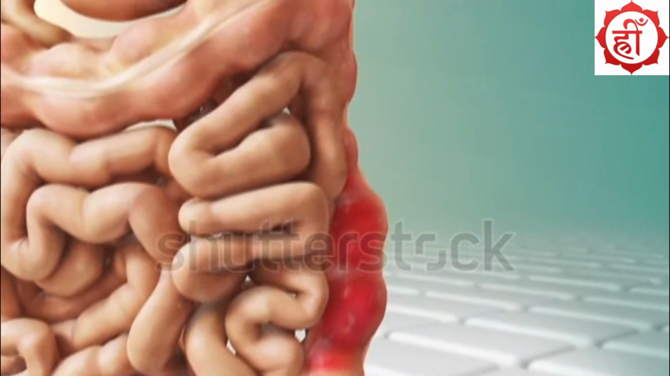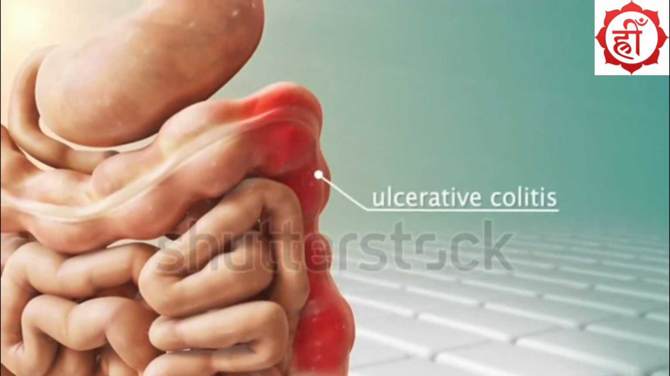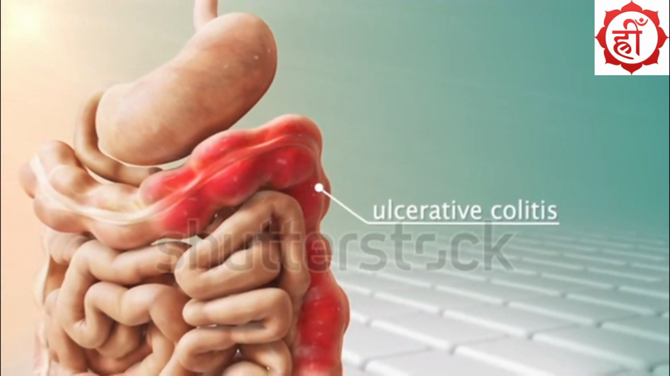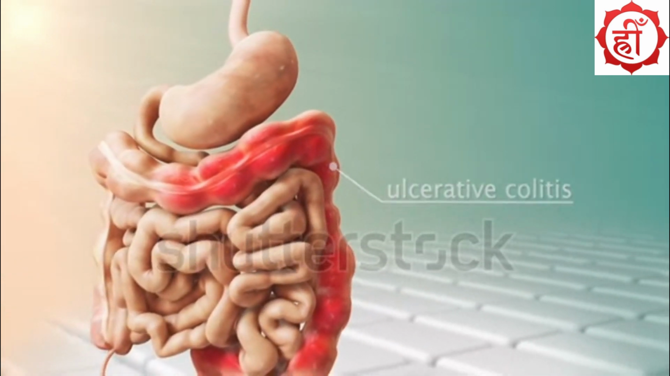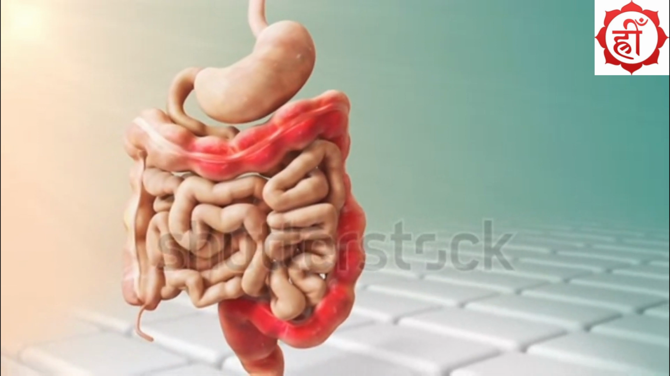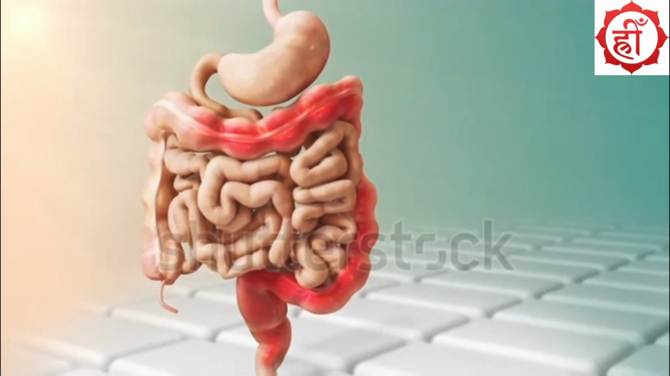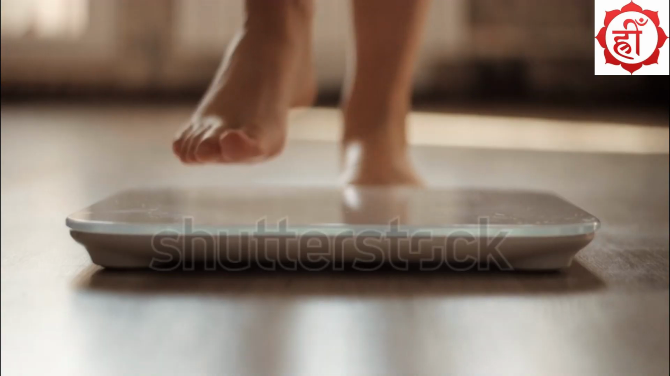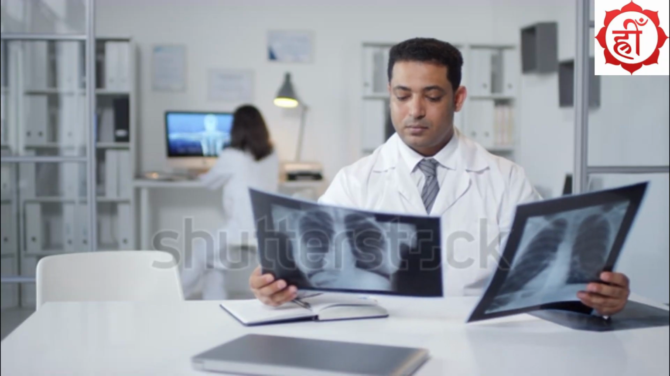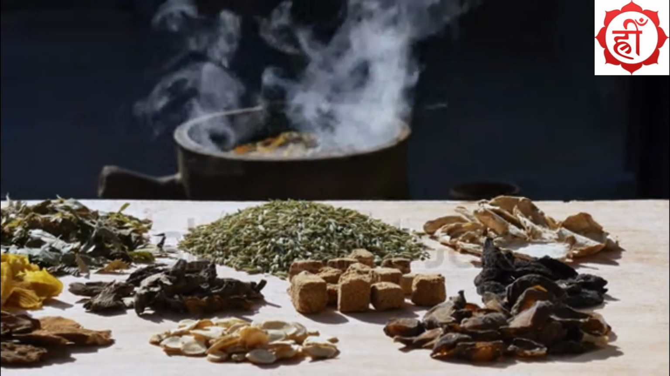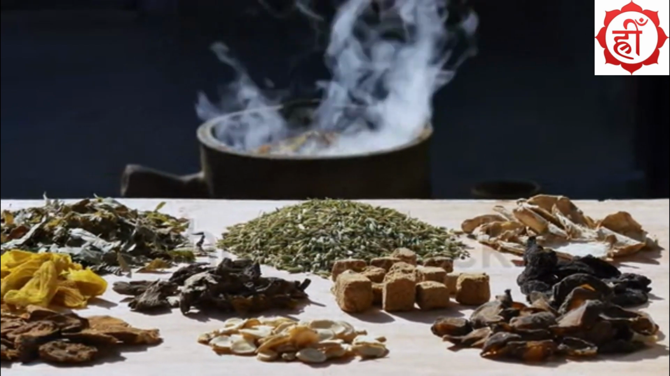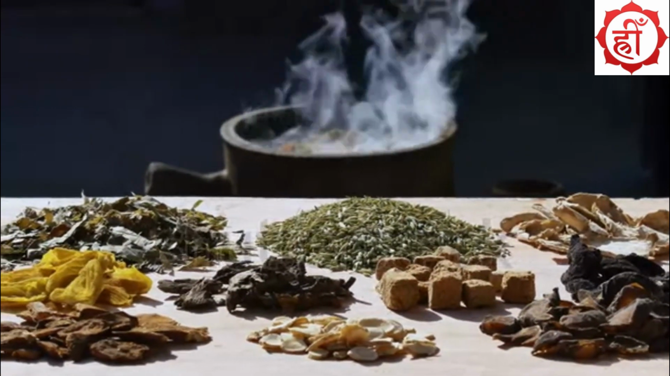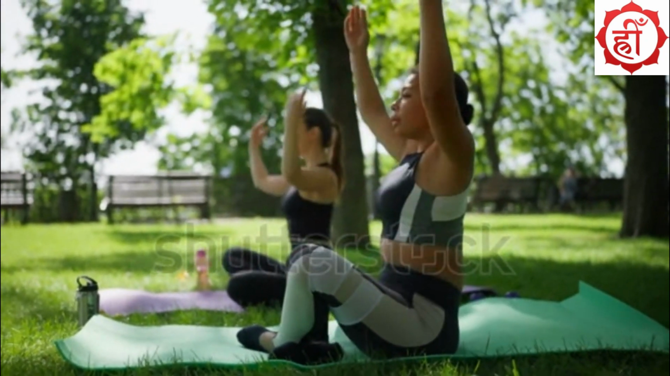Discover Ayurvedic excellence in gastrology at our specialized center. Ulcerative colitis is a chronic inflammatory bowel disease that affects the colon and rectum. Symptoms include abdominal pain, diarrhea, rectal bleeding, and weight loss. Diagnosis involves medical history, physical exams, and imaging tests. Treatment aims to reduce inflammation and manage symptoms through medication, lifestyle changes, and sometimes surgery.